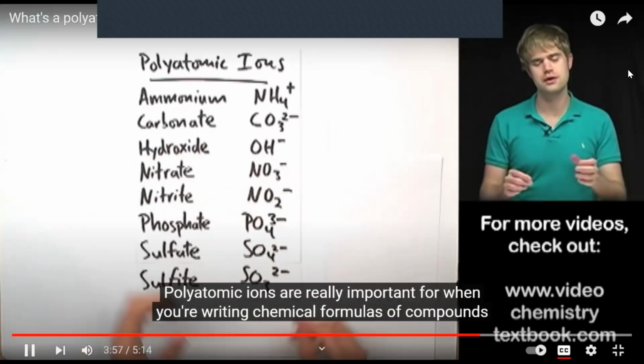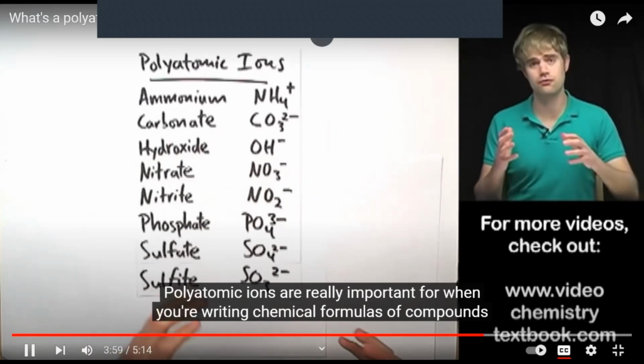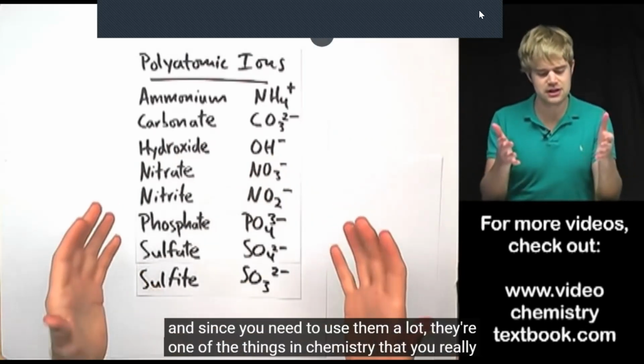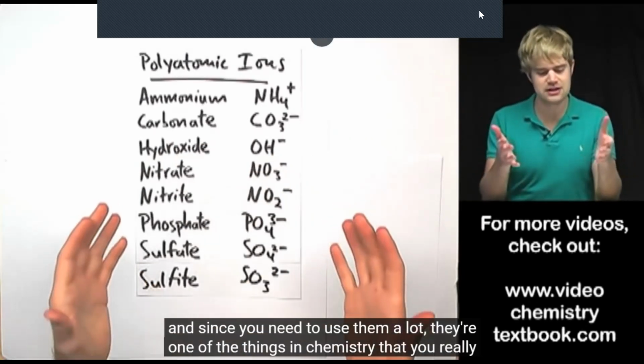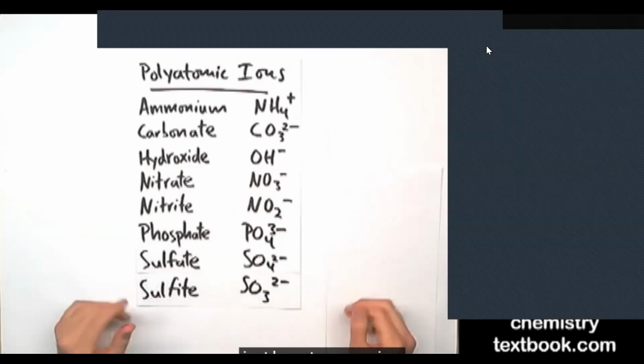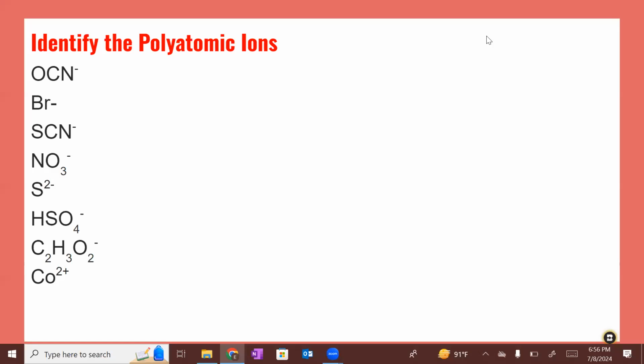Polyatomic ions are really important for when you're writing chemical formulas of compounds, and since you need to use them a lot, they're one of the things in chemistry that you really just have to memorize. From what you've learned so far, can you identify the polyatomic ions here? Pause the video and identify the polyatomic ions.